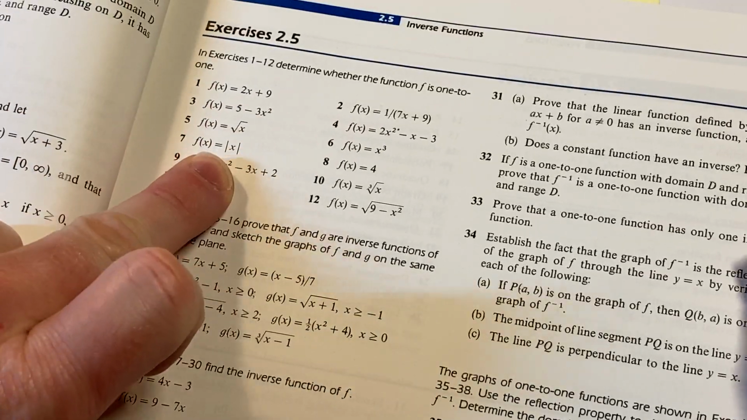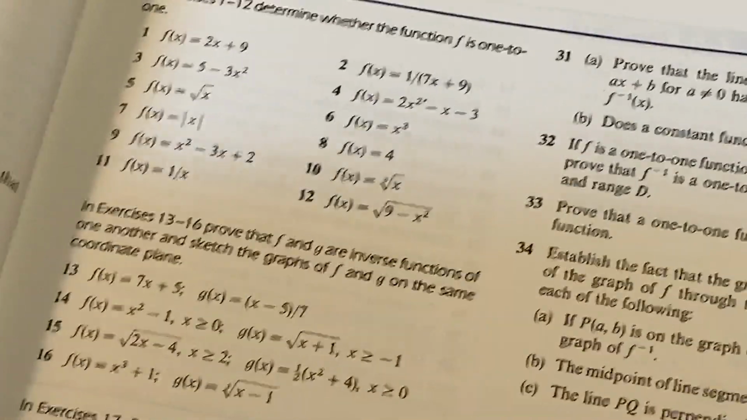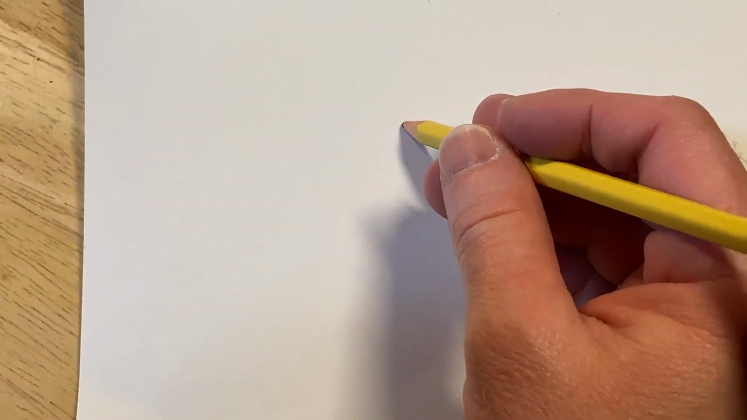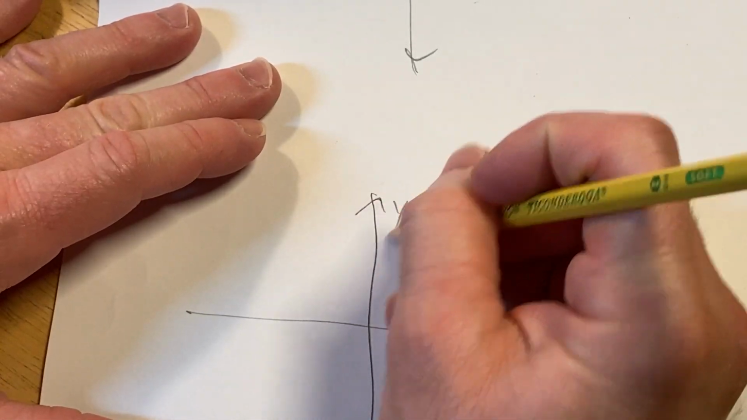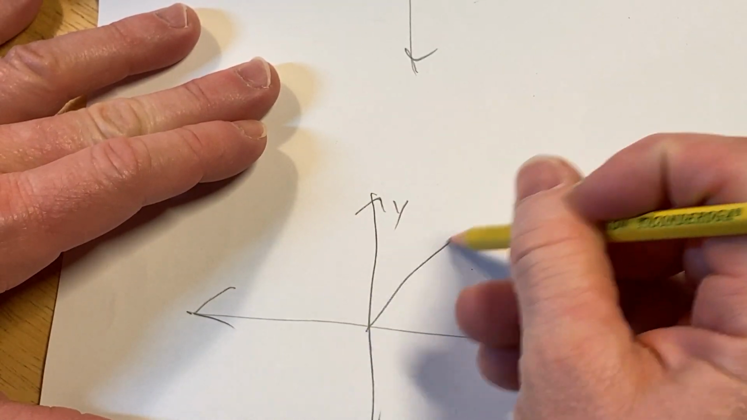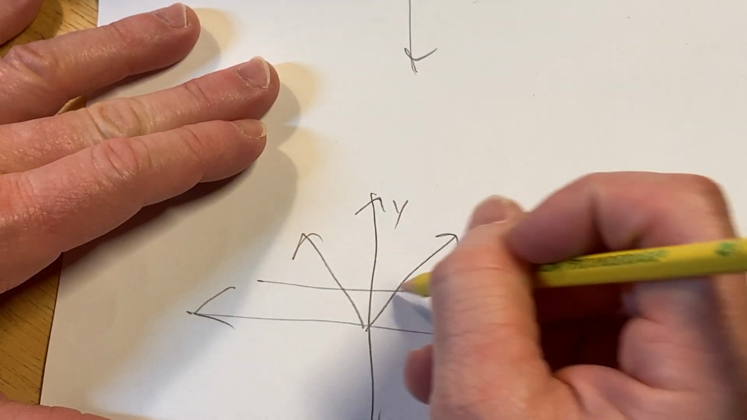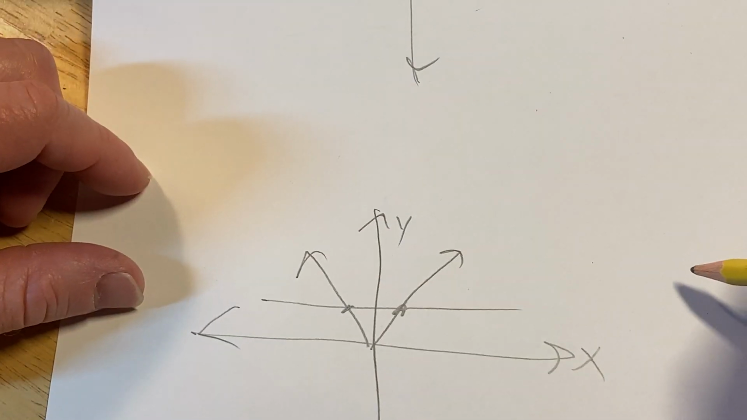For example, 7 here, the absolute value function is not 1-to-1, right? That's not 1-to-1 because if you were to look at that one, this is x, this is y. Here's the absolute value function. I draw a horizontal line, it crosses more than once, so it's not 1-to-1. So yeah, that's the idea.